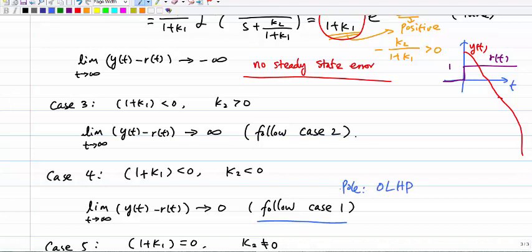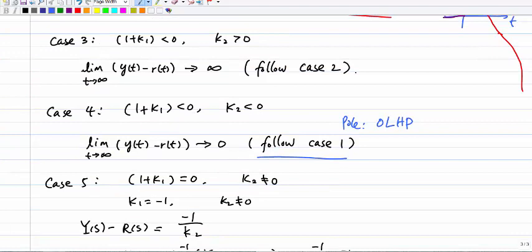You only have one pole. The pole is in the open left half plane. So again, this limit will go to 0. Now we can do case number 5: what if 1 plus k1 is equal to 0?